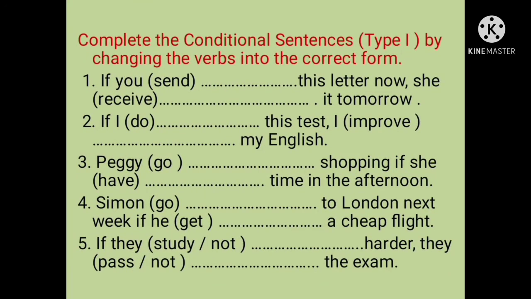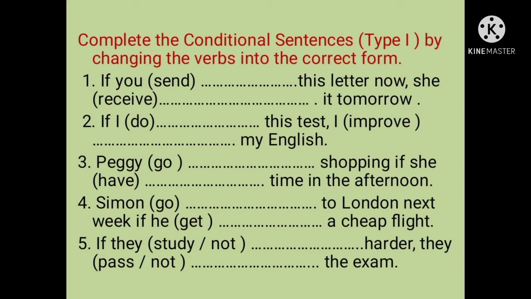Now an exercise for you. You have listened to the zero type, first type, second type, third type. Let's try this exercise. When I read this exercise, you should write the answer on paper or in your mind. See the exercise. Complete the conditional clauses sentences by changing the verbs into the correct form. Only the form of the verbs has to be changed in order to complete the conditional clauses given here. See the first sentence: "If you dash this letter now, she dash it tomorrow." In brackets, send and receive.